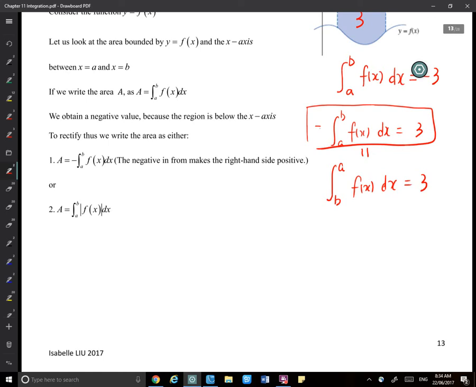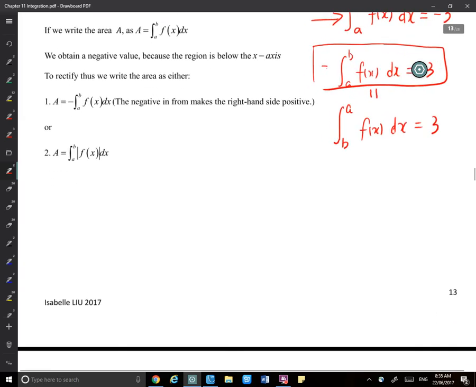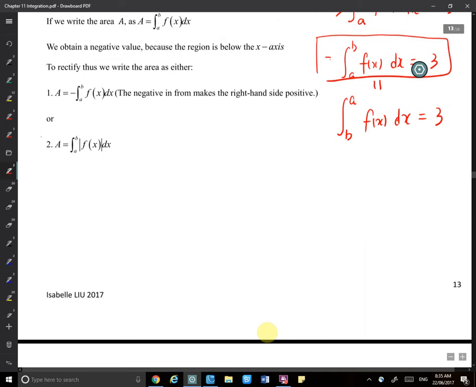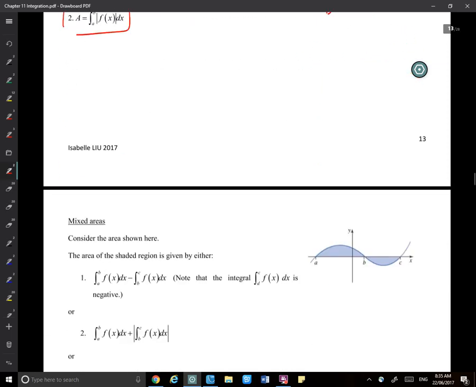If you need to put the negative on it because you end up with negative values, you will need to do it anyway. For this example, if you do it the normal way, you will realize it's a negative value. But the thing is, everything must be below the x-axis, the whole area, not part above and part below. You can't do it that way. I'll show you an example later in the next session. So that's everything below the x-axis.